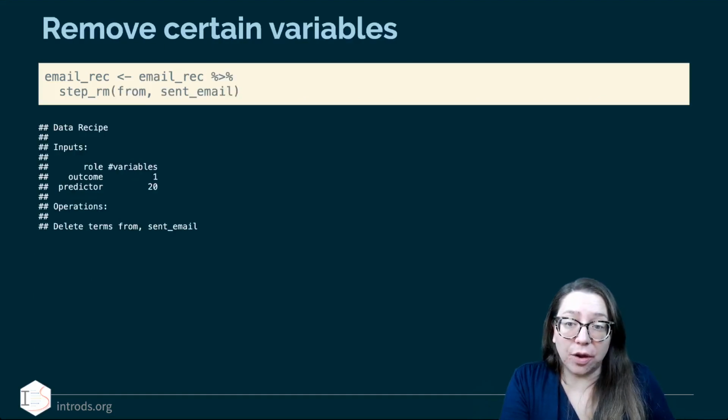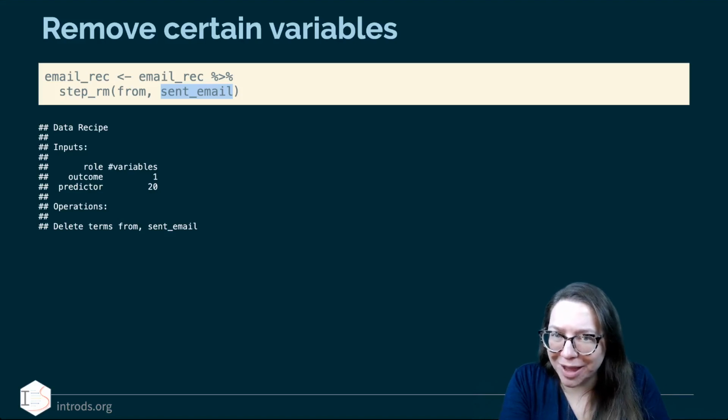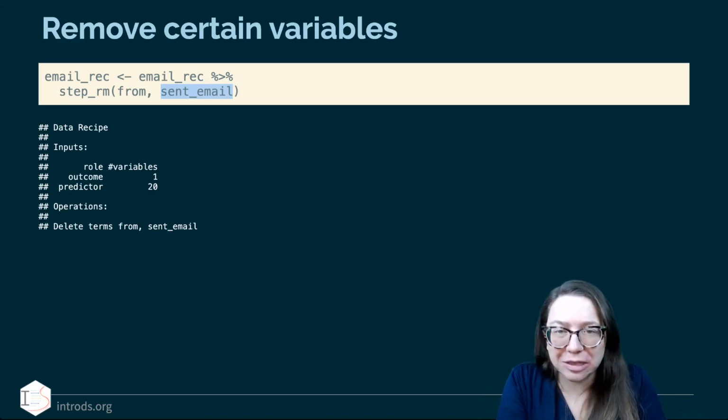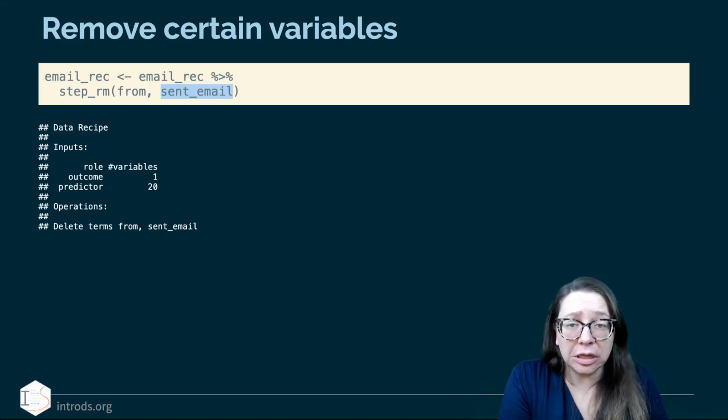The first thing we're going to do is to remove certain variables. We talked in the previous video about why we might want to do this. So that was the from variable and the sent email variable, where we were having the separation problem, which was that none of the emails that didn't have a from address were spam. And similarly, if you had sent somebody an email, they never sent you spam back. So we had these quadrants for which we had no data available. So we decided that we're not going to use these variables in our model.